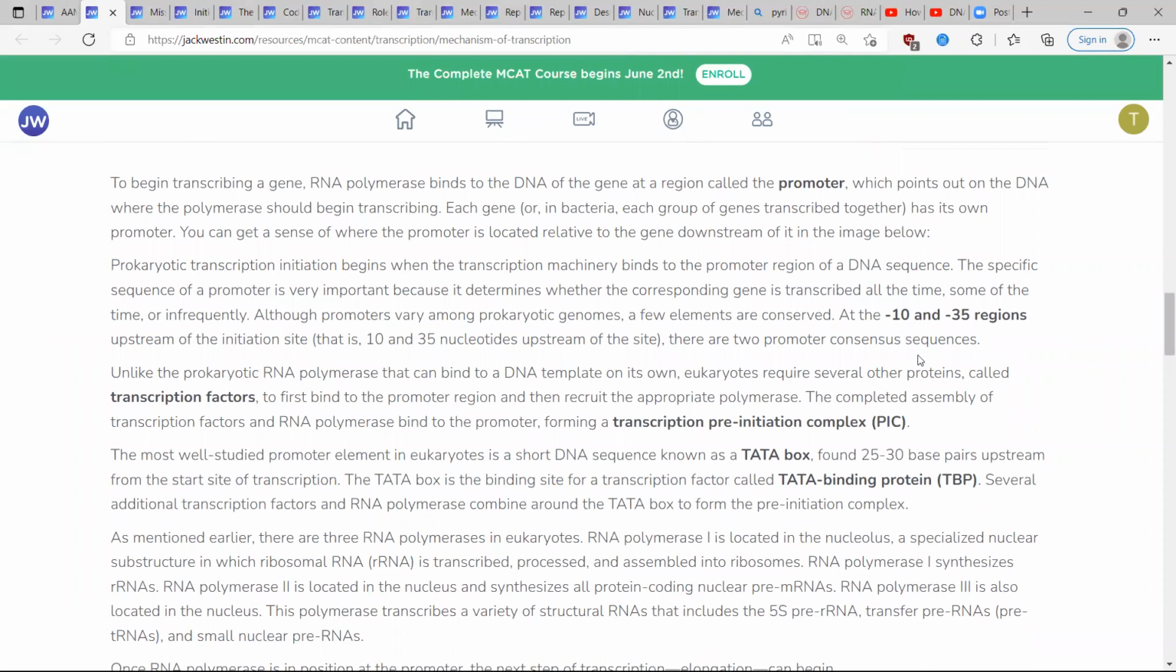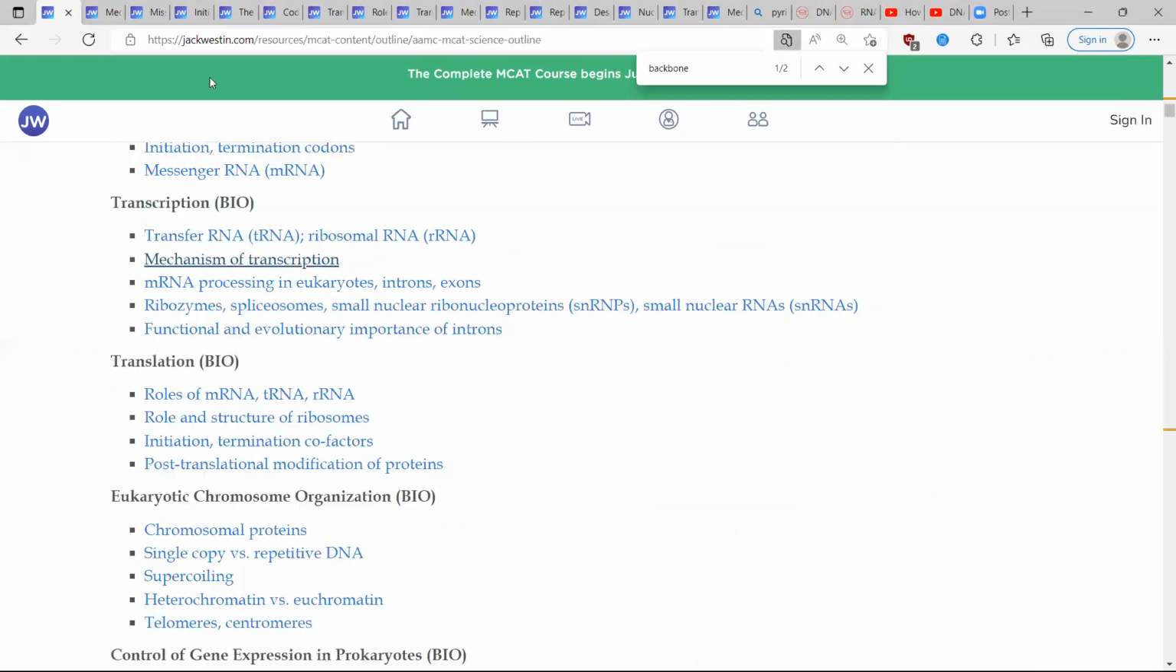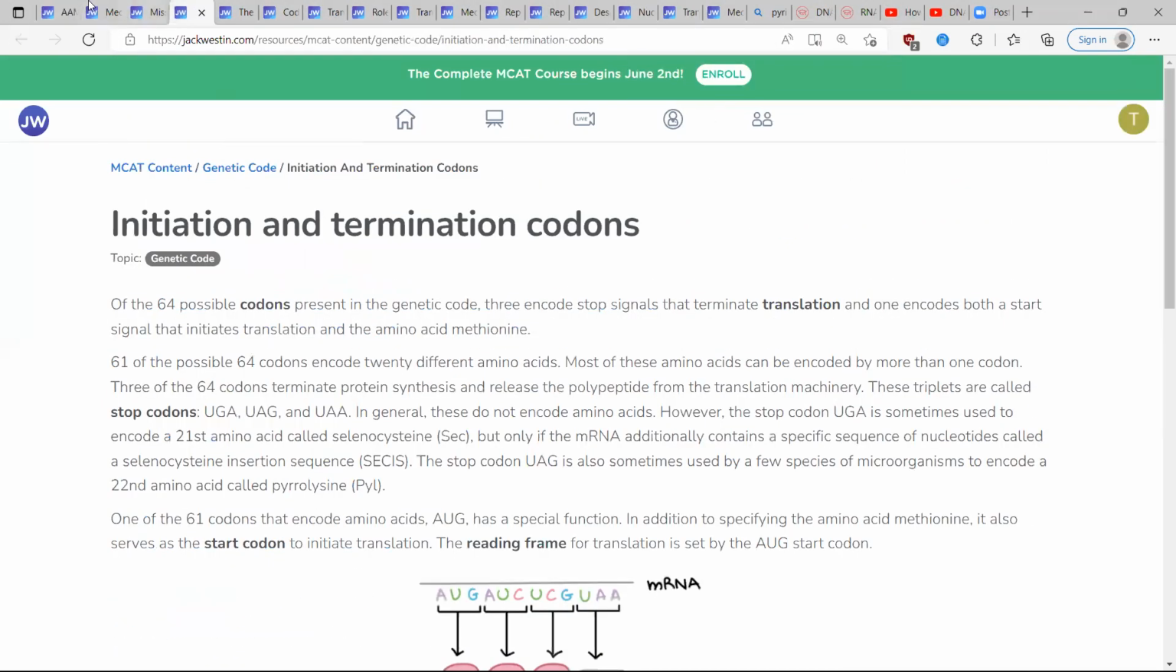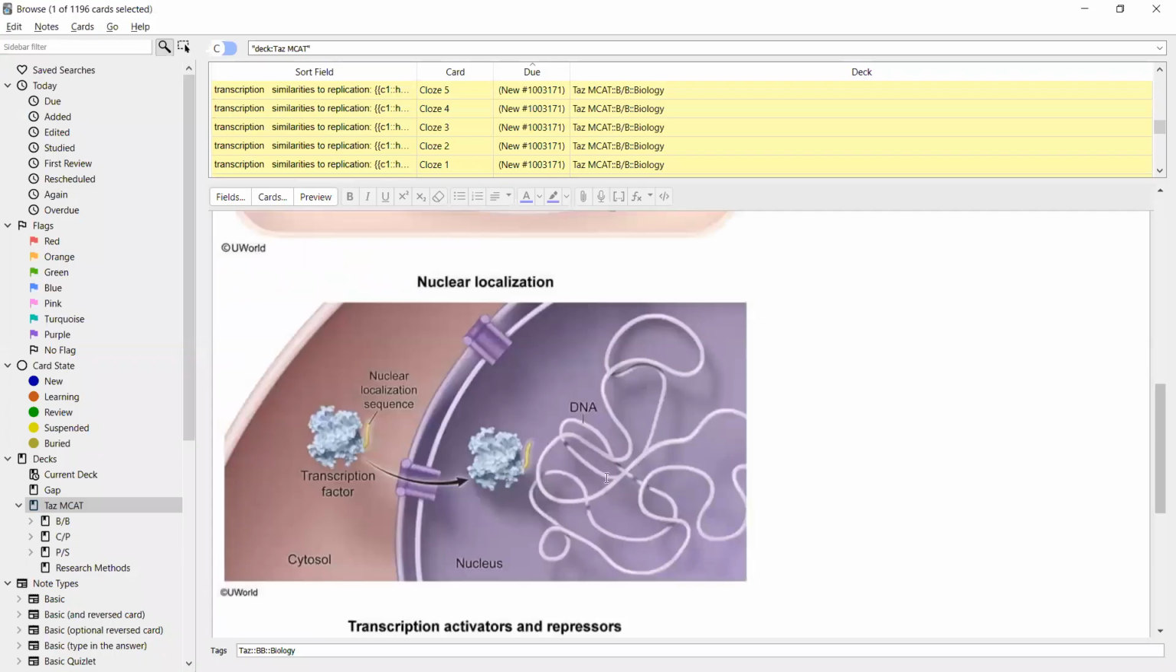Eukaryotes require several other proteins called transcription factors to first bind to the promoter region and then recruit the appropriate polymerase. So I guess they're just other proteins, and their job is to make the transcription happen. And they have that nuclear localization sequence that gets them to where they need to be with the DNA.